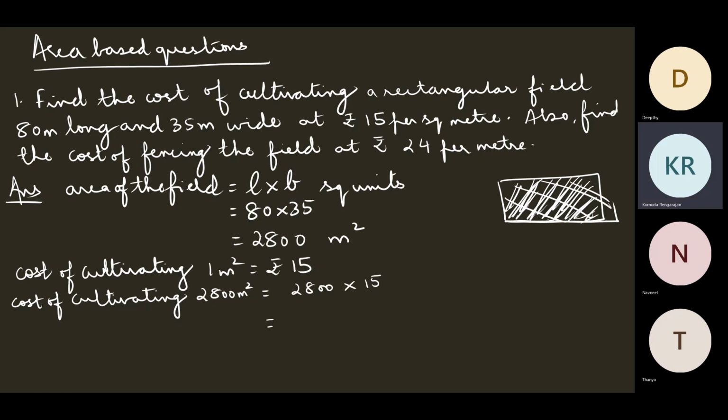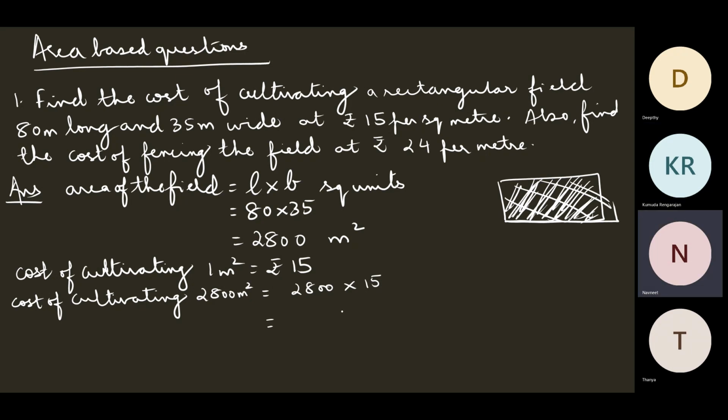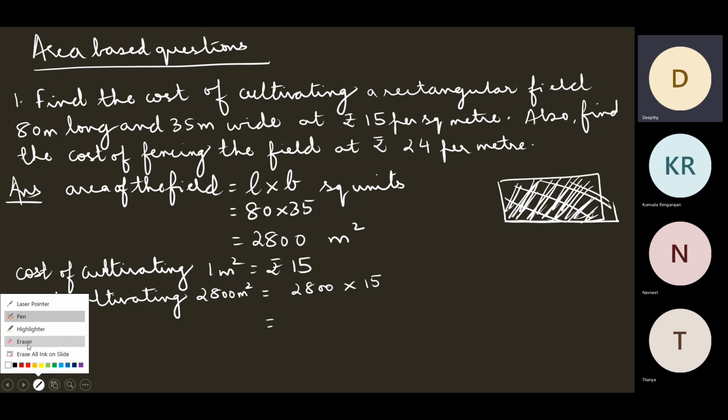Ma'am, can I tell the answer, ma'am? Yes, tell me. 42,000, ma'am. Unit, meter square. What is the unit? A meter square, ma'am. Meter square. Okay. 42,000. Okay, fine. Let me ask the others also. Deepthi and Navneet, once you finish, share your answer with the unit. Okay, ma'am.